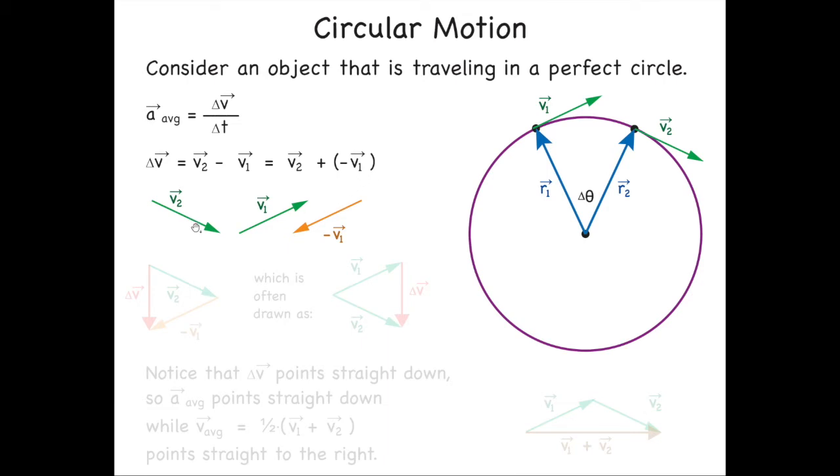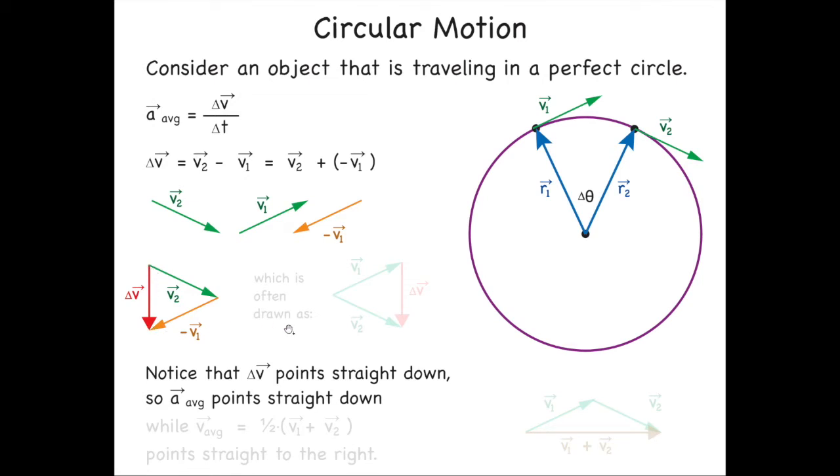So we'll take v2, we'll take v1. We've moved them over here, but not rotated them, and we've flipped over v1 by 180 degrees. Applying the rules for vector addition, we take the inverted v1, place its tail at the head of v2 so that we get v2 plus minus v1, and the resultant vector, which points from the tail of the first vector to the head of the second one, from start to finish, we get delta v pointing straight down.